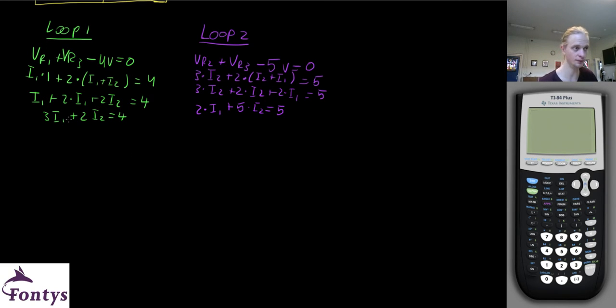So, if we want to do that for I2, for example, we get 2 times I2 is equal to 4 minus 3 times I1. In this case, I've just subtracted 3 times I1 on both sides of the equation. If you want to do the same over here, you get that 5 times I2 is equal to 5 minus 2 times I1.